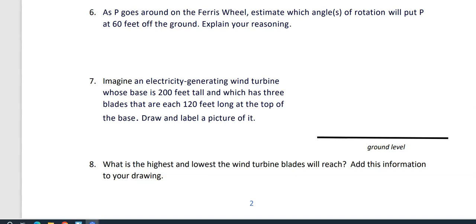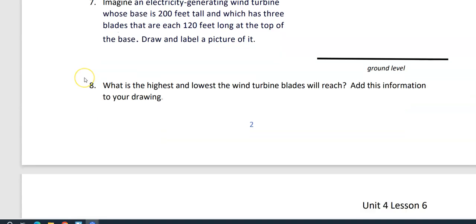Keep in mind that as the Ferris wheel goes around, it's going to hit a maximum height at pi over 2, and then it's going to come back down, and then continue back to increase. So keep in mind that there are two answers, or two places where the height should be 60 feet. So make sure you're giving approximations for both of those. So I'm going to move on to problem 7.